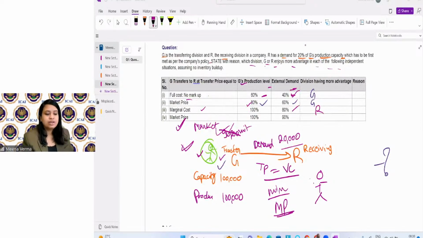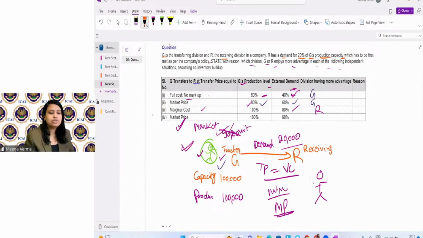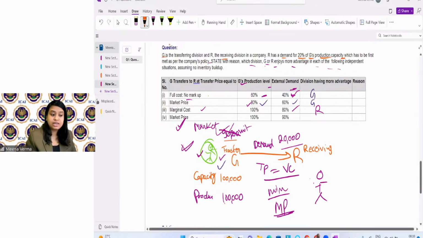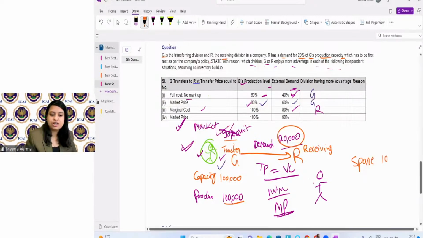So what is happening in this scenario? You can see there are two kinds of things happening here. He is already selling 90,000 units in the market. He can produce a maximum of 1 lakh units, and there is a demand of 20,000 units. So he has a spare capacity of 10,000 units. For the spare capacity, his minimum expectation was variable cost, but instead of variable cost, he is recovering the market price. In the last case, the price is the market price.